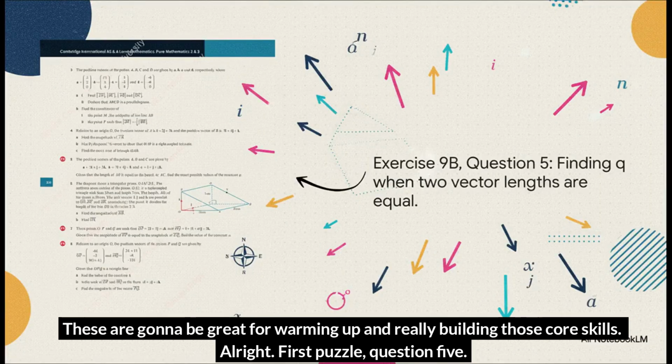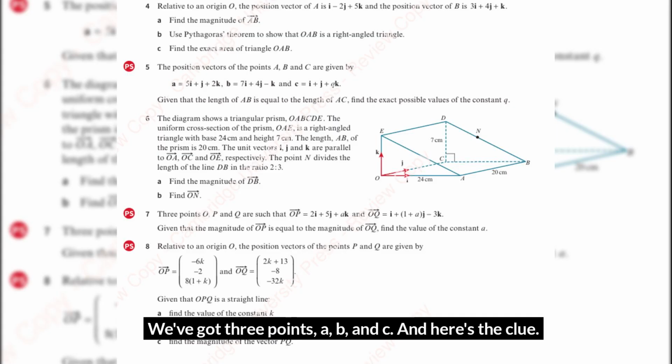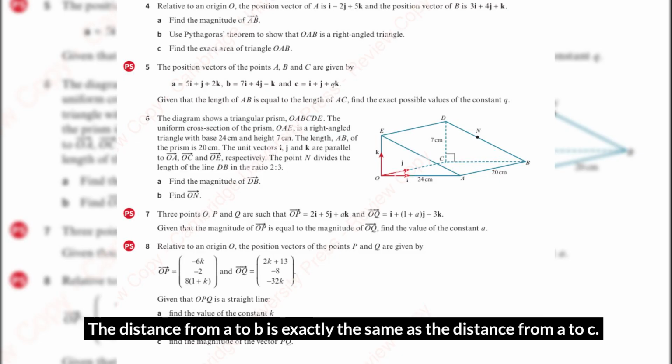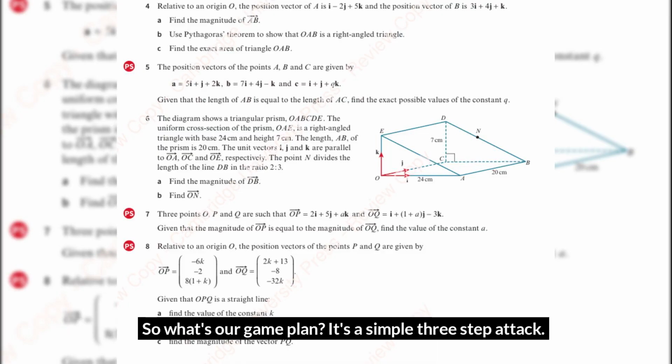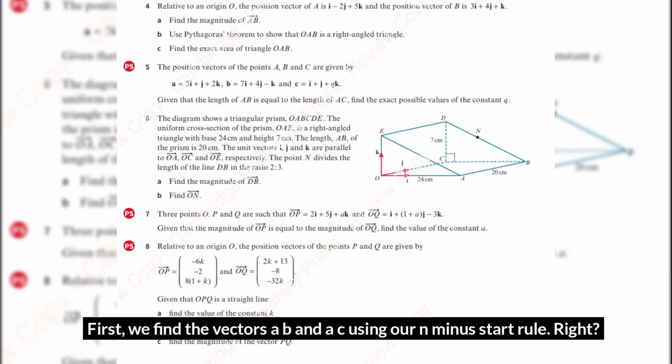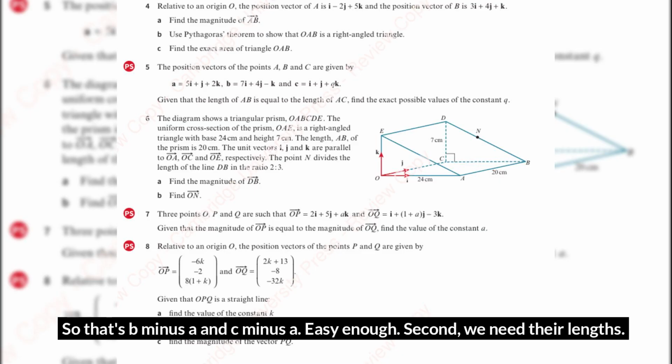All right, first puzzle, question 5. We've got 3 points, A, B, and C. And here's the clue. The distance from A to B is exactly the same as the distance from A to C. Our mission is to figure out the possible values for this little variable q that's hiding in point C's coordinates. So what's our game plan? It's a simple 3-step attack. First, we find the vectors AB and AC using our end minus start rule, right? So that's B minus A and C minus A.